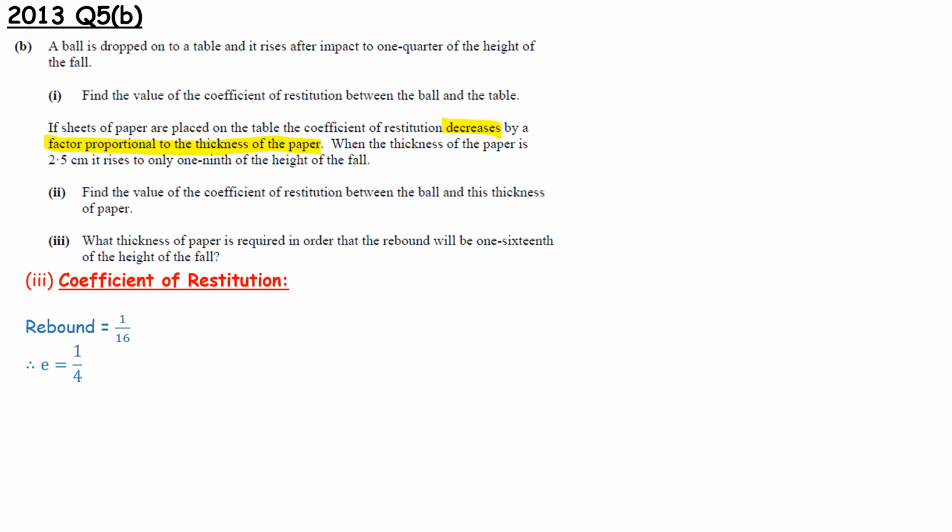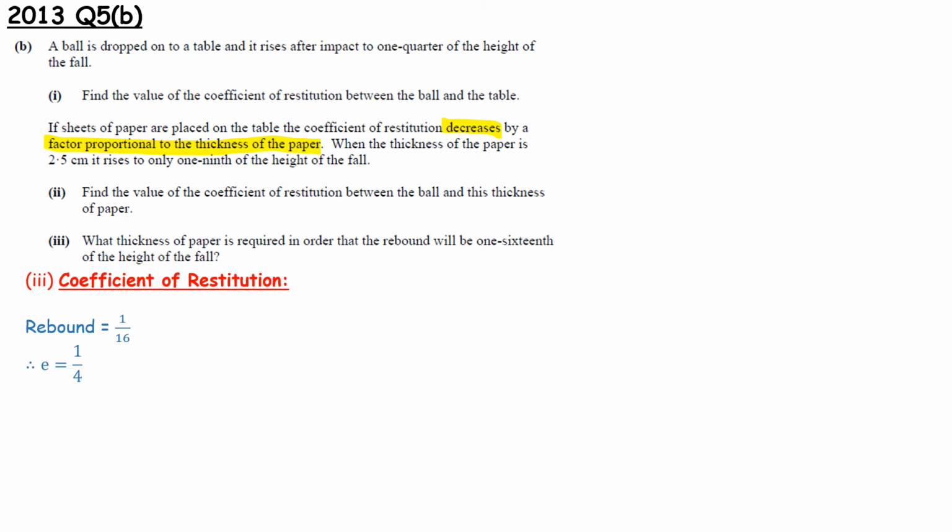We're trying to understand the thickness if the rebound will only be 1/16. So what happens is, as the paper thickness increases, we get a decrease in the coefficient of restitution. So it means it doesn't go as high as it would. And that factor is proportional to the thickness of the paper.